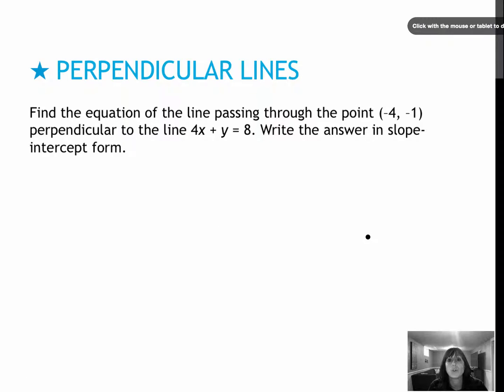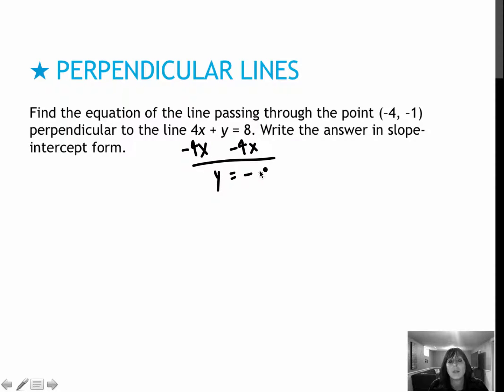This is one for you to try on your own. Follow the same process we have been. I would start by turning the existing equation into slope-intercept form. The slope of the existing line is -4. The slope I want to use is perpendicular to that, so it's the opposite reciprocal. I'm going to flip it upside down to make it 1/4 and change the sign from negative to positive. 1/4 is the slope I will use.